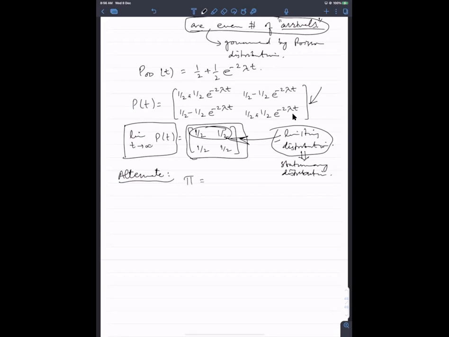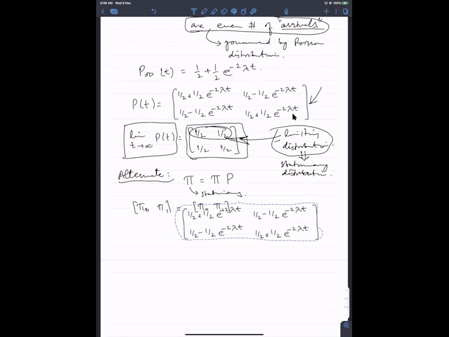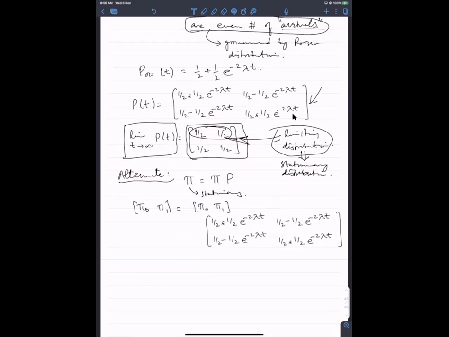Pi is equal to pi times P. Okay, so then pi will be the stationary distribution. So pi we can take as pi 0 and pi 1. This is equal to pi 0, pi 1 multiplied by this matrix here. We are multiplying these two.